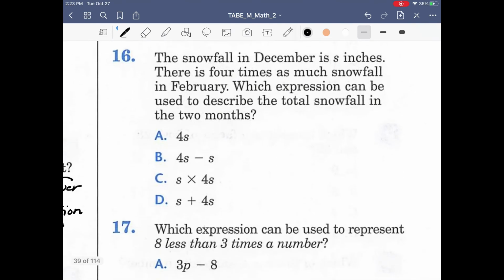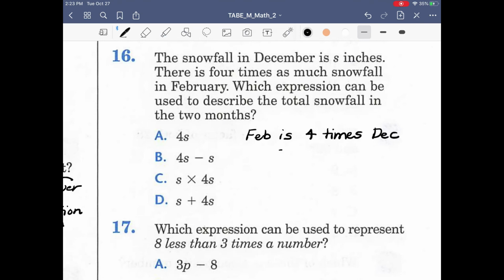The snowfall in December is S inches. There is 4 times as much snowfall in February. Which expression can be used to describe the total snowfall in the 2 months? So they tell me that February is 4 times December.